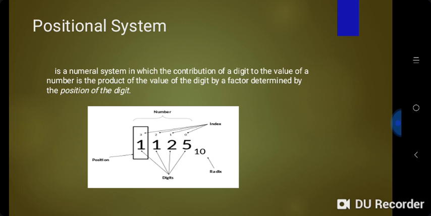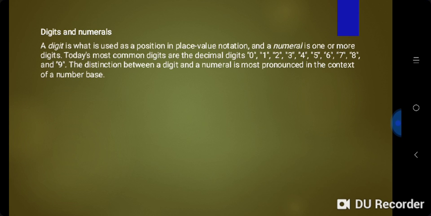For that, we discuss first, one by one, the components of this illustration. First are the digits and numerals. A digit is what is used as a positional place value notation, and a numeral is one or more digits. Today, the most common digits are the decimal digits 0 up to 9. For example, in the number 12, the digits are 1 and 2. The distinction between a digit and a numeral is most pronounced in the context of number base. So next is the radix point or base.